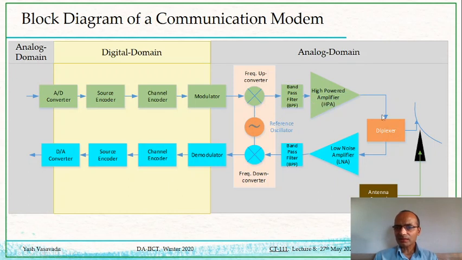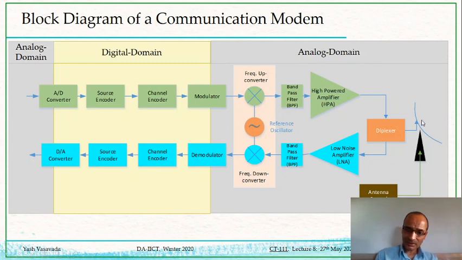And this block here is called a diplexer, which takes the transmitted signal and sends it out from the antenna, and in parallel it gets the signal from the other side, the other modem, and the diplexer routes it to the receiver. So a diplexer can be thought of as a switch. It takes this transmitted signal and puts it out from the antenna, and it takes the received signal and allows it to be sent to the receiver.